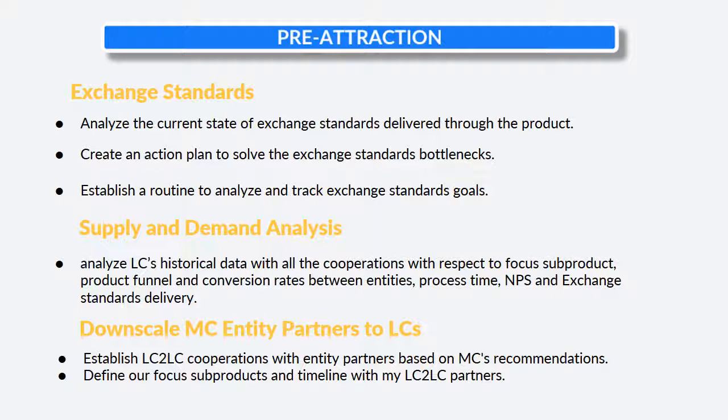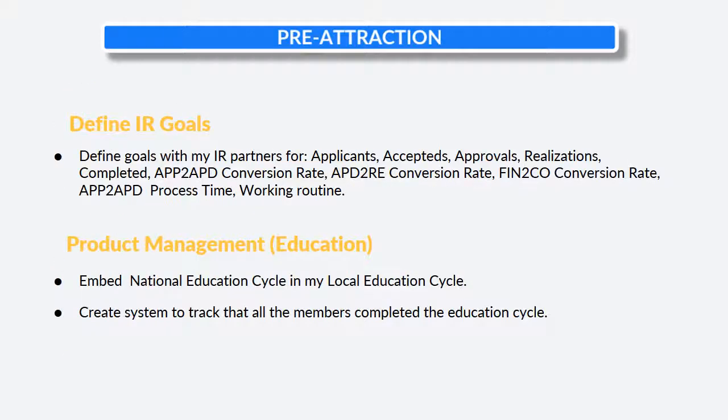And finally, downscale MC entity partners to LCs by establishing LC to LC corporation with entity partners based on MC recommendation, and defining focus sub-products and the timeline with my LC partners, so that we can align everything. We can align the sub-products, we can align the supply and demand, we can align the timeline, so that we can work together very fluently.